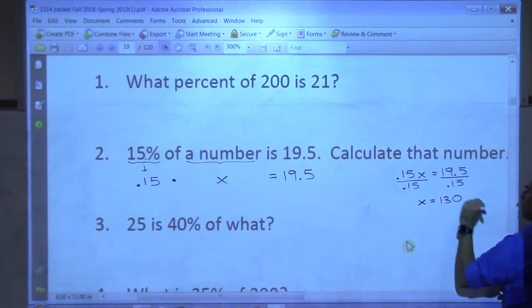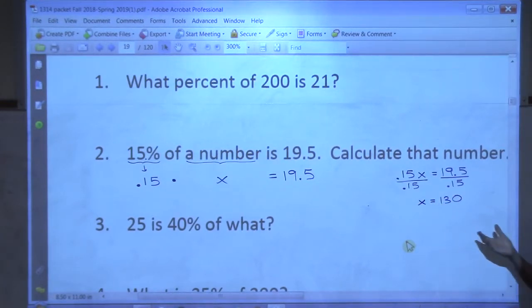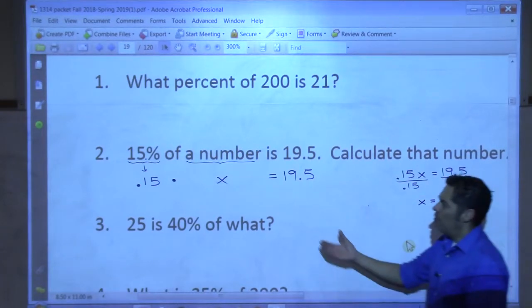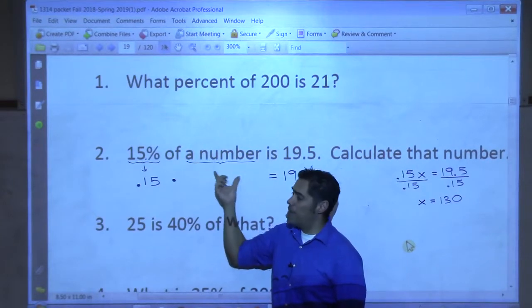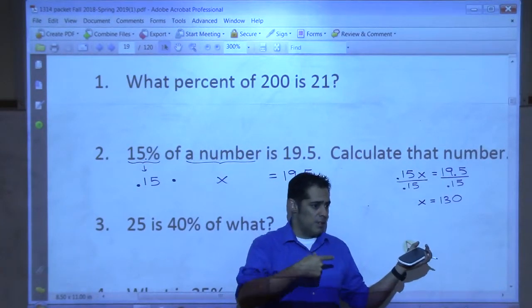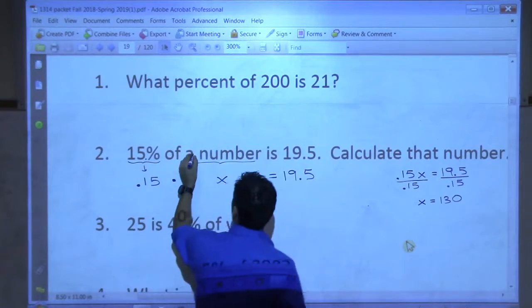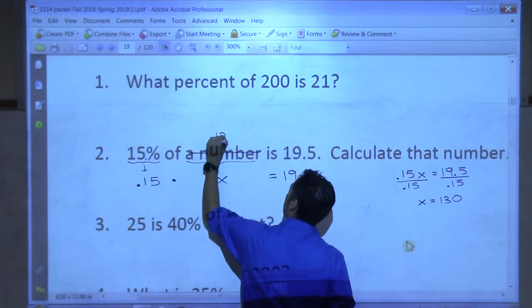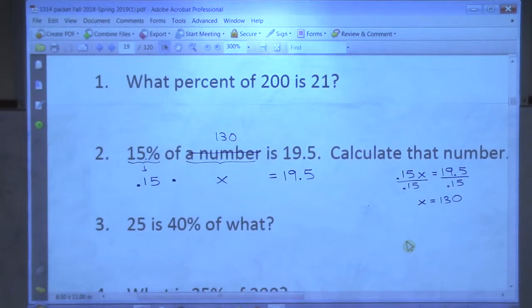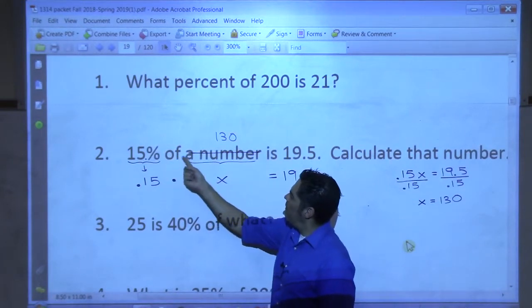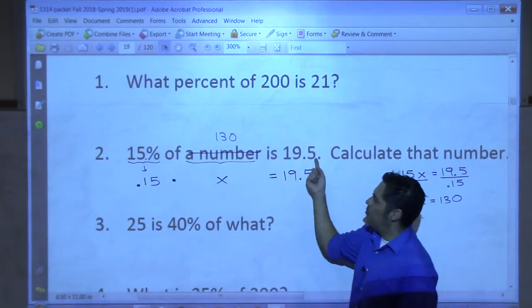130. Now, do I need to convert this to a percentage? Do I need to do anything with it? Is it good the way it is? No, that's fine. It says we're trying to find a number, not a percent. So whatever the number is is what we're going to have as our answer. So this should be 130. And you can read the problem out to yourself again and see if it makes sense. 15% of 130 is 19.5.